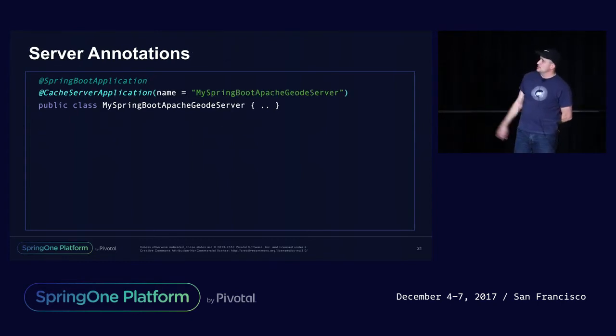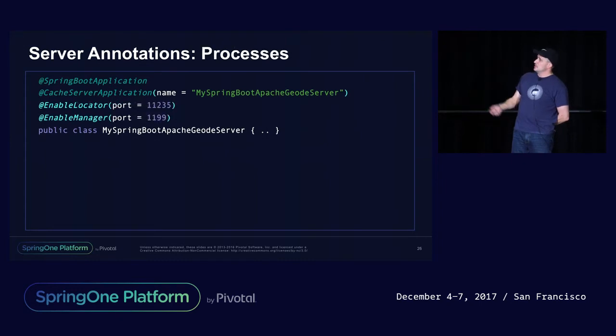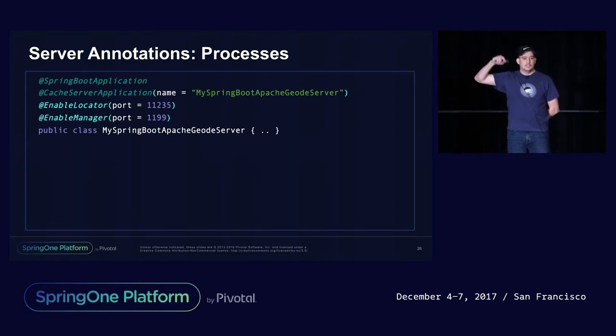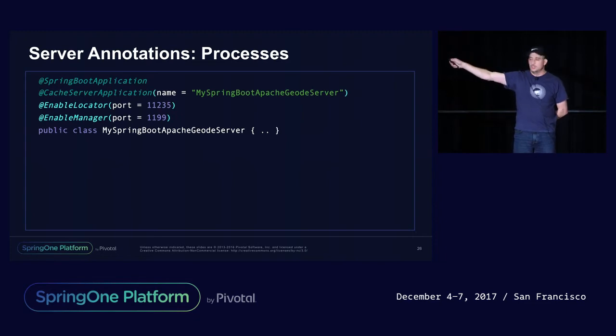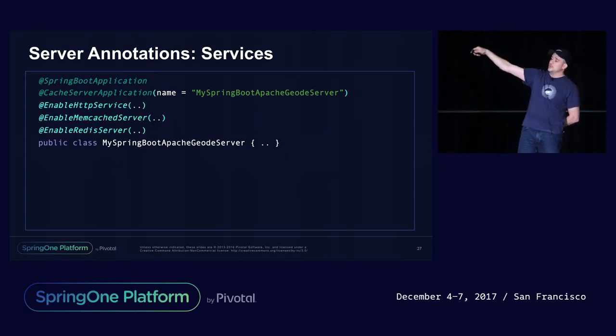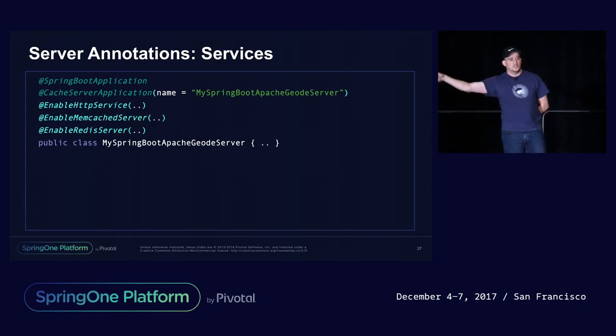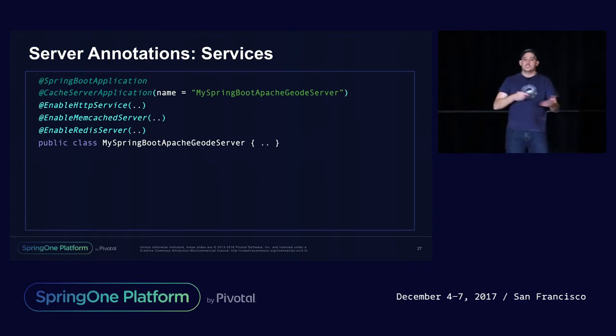I'm not going to cover the caching server application side of things, but you can literally create a Spring Boot application that is a cache server that you can connect to. And it has a lot of similar annotations, but there's things you can enable, like you can enable the locator. I can embed a locator in my cache server and have my application connect directly to that. I can enable the manager so that I can connect gfish to it. I can enable other things like the HTTP service, the memcache server, the Redis server. So it understands the Redis protocol.